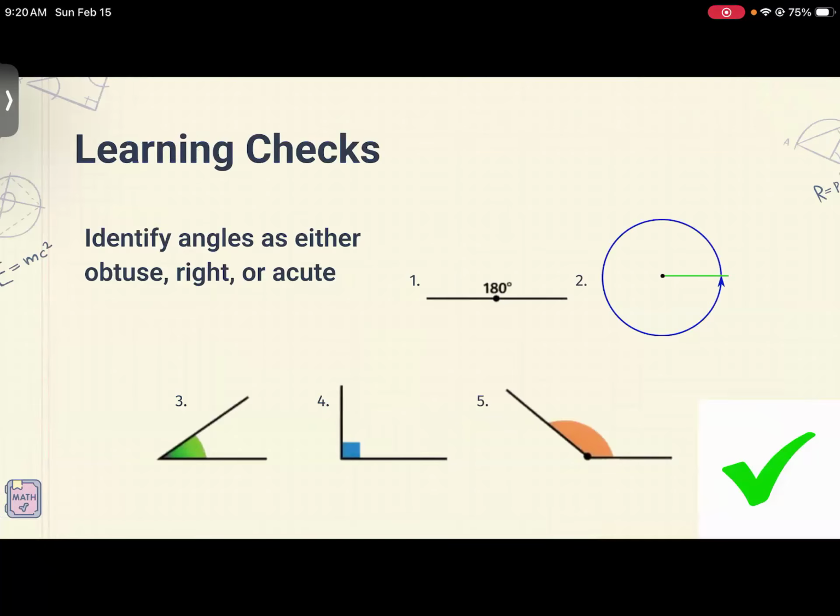Now, on a sheet of paper or textbook, write down 1 through 5 and say if these angles are either right, obtuse, or acute.